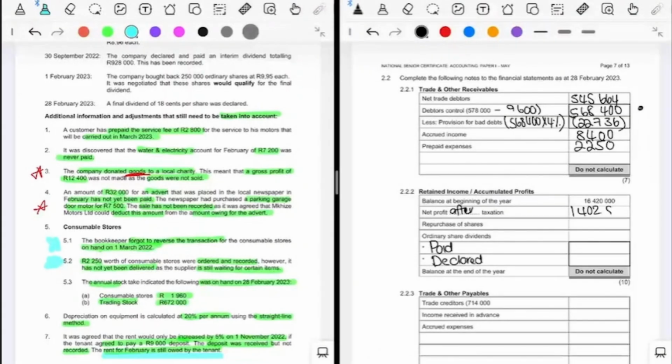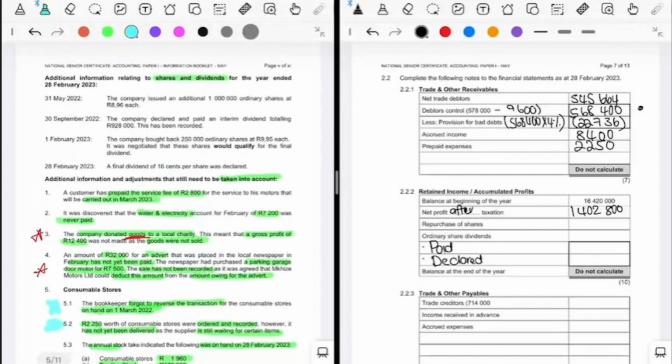1,402,800. Then we look at the repurchase of shares. So we hadn't dealt with the share information because that has nothing to do with your statement of comprehensive income. So let's read what they're saying. The company issued an additional million ordinary shares at 8 Rand 96 each. Okay, so it's 8 Rand 96 each.